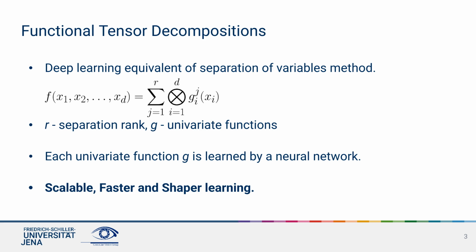Here I show the paradigm of functional tensor decompositions. It is a deep learning equivalent of separation of variables. Every multidimensional function, here f, can be represented as outer product of univariate neural networks G through the rank R. This leads to scalable, faster, and sharper learning.